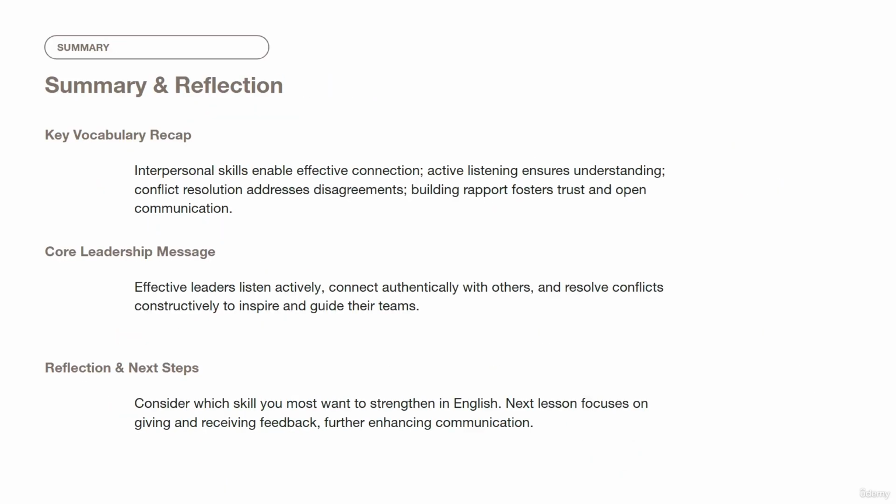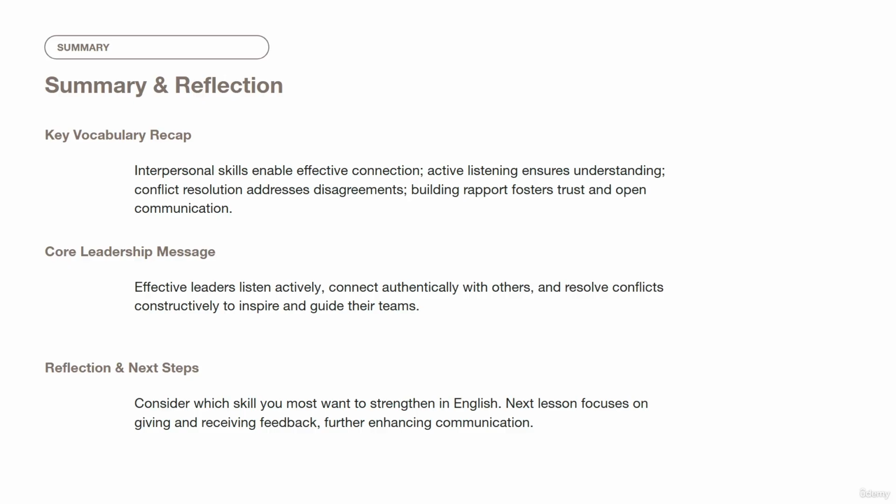Key takeaways here. Words and phrases like interpersonal skills enable effective connection, active listening encourages understanding, conflict resolution addresses disagreements, and building rapport fosters trust and open communication. Core leadership message: effective leaders listen actively, connect authentically with others, and resolve conflicts constructively to inspire and guide their teams.